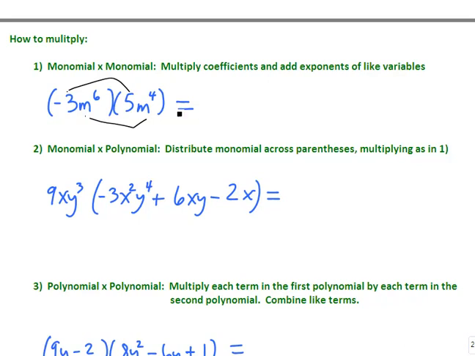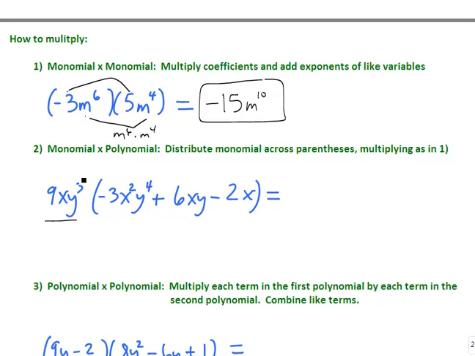So negative 3 times 5 is negative 15, and when we multiply m to the 6th times m to the 4th, remember that when the bases are the same, you get to add exponents. So this becomes m to the 10th, and there's our solution. In our second case, we're going to take a monomial, a single term, times a polynomial, times many terms.